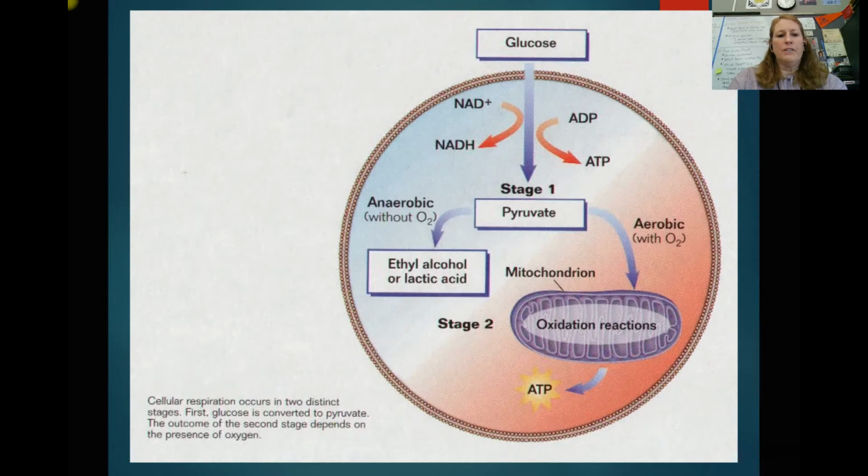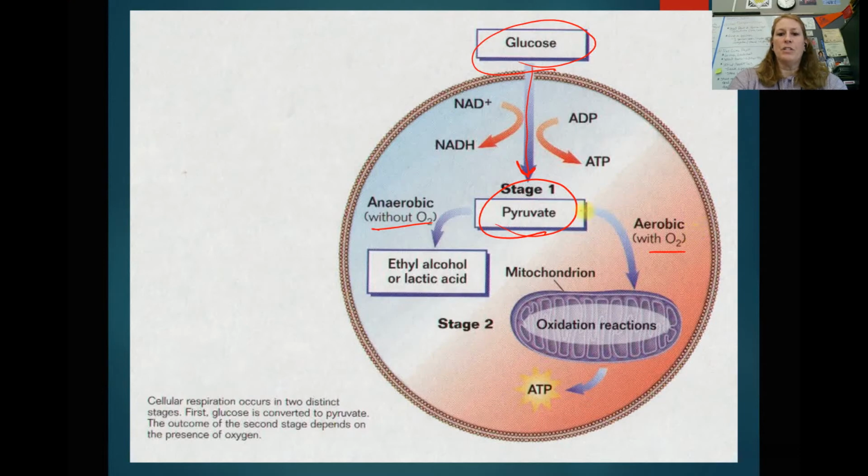Here's just a little bit different diagram. I'm not going to read this in the corner here. You can take a look at that. But we've got glucose coming in. Okay, and here's the different stages. So here's that pyruvate or pyruvic acid I was talking about. And then it can go to two different pathways, depending if we have oxygen or we don't have oxygen.